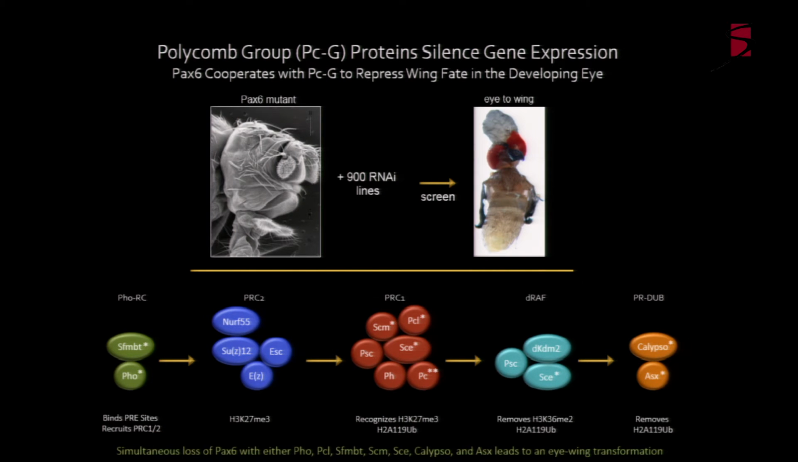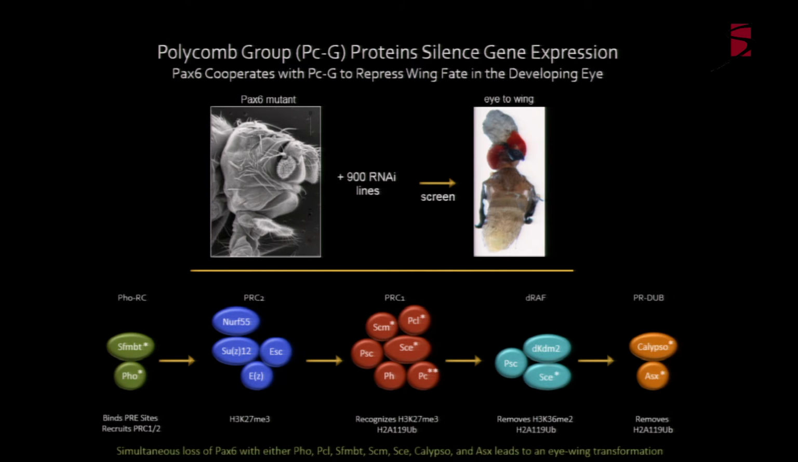So we know that these PAC6 mutants give rise to a transformation to head epidermis. So she did a screen. There are about 900 transcription factors in Drosophila. She took RNAi lines against all of them and crossed them into that mutant background to knock them out one by one in combination with PAC6. We got 9 different strains in which we turned the eye into a partial wing.